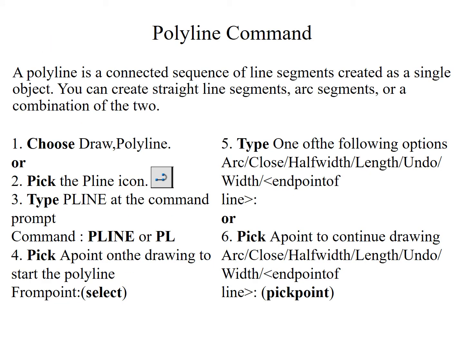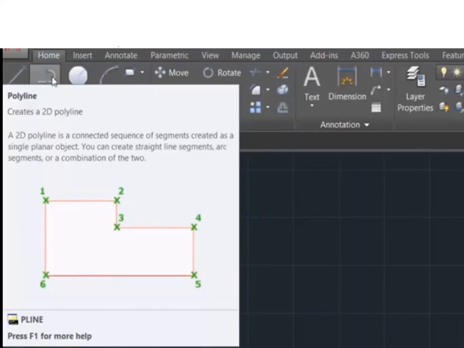Here you can choose Draw menu, Polyline, or pick the PLINE icon directly. Type PLINE at the command prompt. The shortcut key is PLINE or PL. Pick a point on the drawing to start the polyline. Type one of the following options: arc, close, half width, length, undo, width, etc. Or you may directly type the end point of the line. Pick a point to continue drawing. You can close the polyline by pressing C. It's a screen for the polyline command.